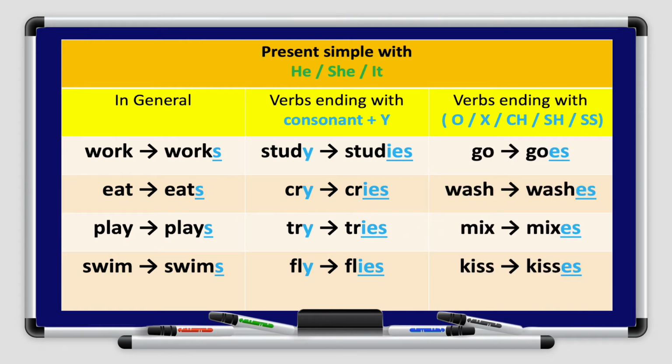Another case, if the verbs end with o, x, ch, sh, ss, like go, wash, mix, and kiss. It will be goes, we will add es. Washes, we will add es. Mixes, we will add es also. And the last one, kisses, we will add es.